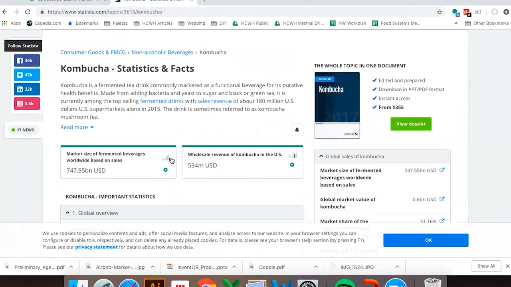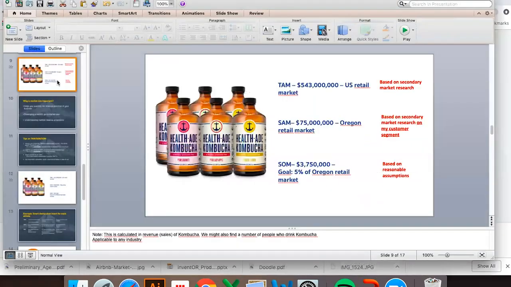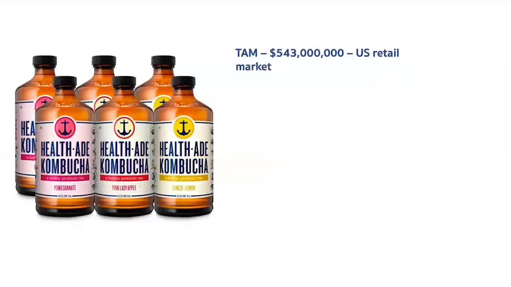It tells me that the global sales for kombucha were $747 billion, but it also tells me that the US sales were $534 million. This number is more helpful to me because I'm trying to launch a kombucha product in Oregon, so the more narrow the TAM can be in terms of getting me situated and understanding what the potential market is for my product is better. So let's say that the TAM was then $543 million. Let's say then I went and dug a little bit deeper and found out that the Oregon retail market for kombucha was $75 million. There was $75 million worth of kombucha sold in Oregon last year.